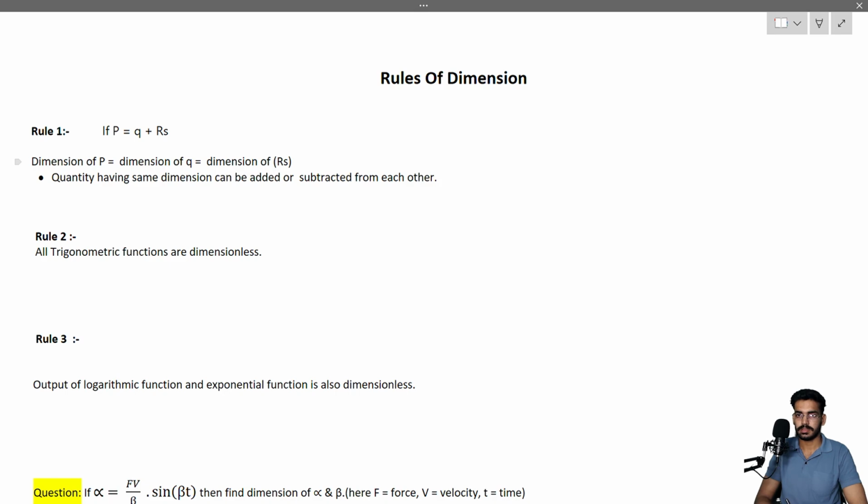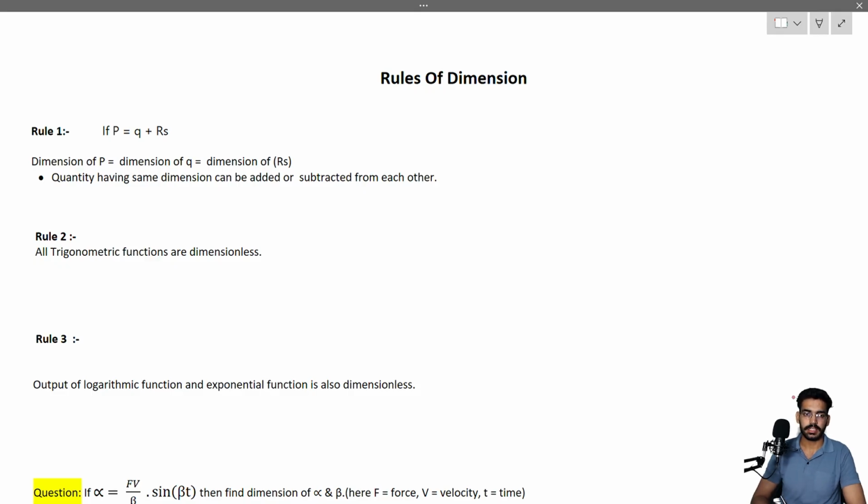Understood? I hope you understand this. Like, dimensionally I am checking. What the formula is, that is a different thing. First priority is that it should be dimensionally correct, then we go for the next thing: the next verification, where that formula is derived from and how.